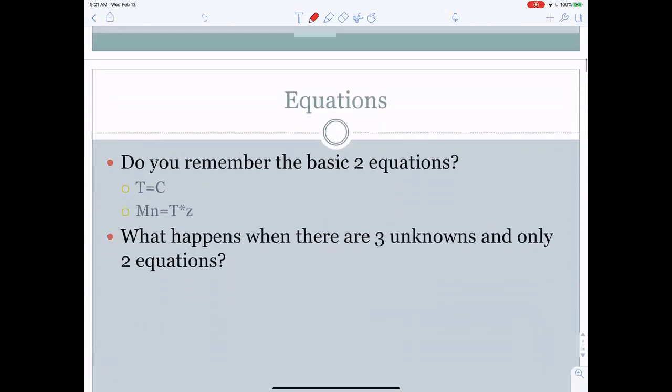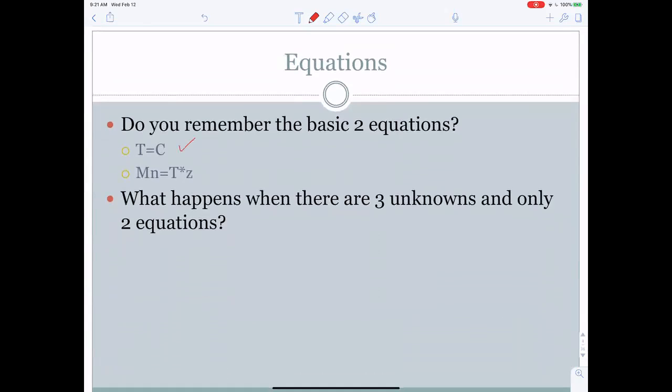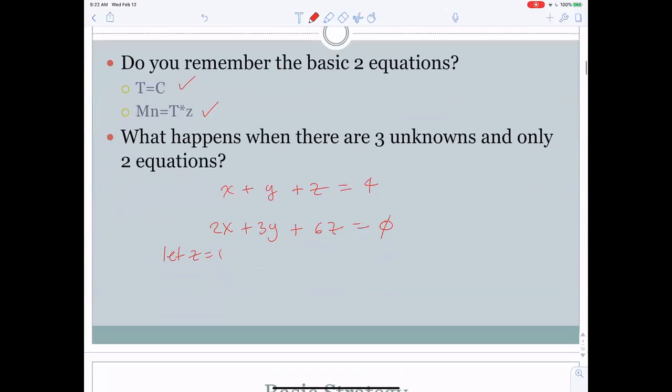And if you remember, we have 2 equations, T equals C and M equals T times Z. And so what happens if you have 3 unknowns and only 2 equations? So like X plus Y plus Z equals 4, 2X plus 3Y plus 6Z equals 0. How would you solve that, right? You don't have enough equations. And so what you would do, you would say, oh, let Z equal 1. And then now you have X plus Y plus 1 equals 4, 2X plus 3Y plus 6 equals 0. And you could solve that.